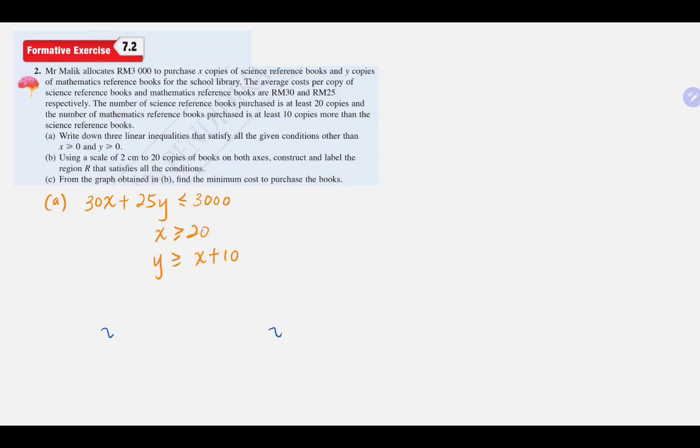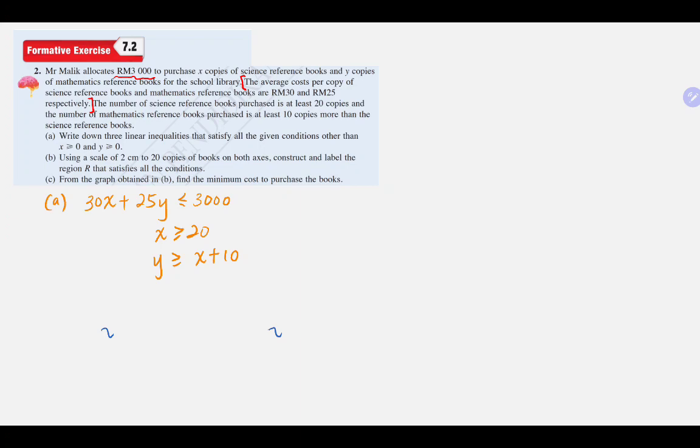So from here, we don't build a table because we can solve this one by one. We have only one piece of information about the cost, which is 30 times x plus 25 times y should be less than or equal to 3,000, because Mr. Malik only allocates 3,000. So the money spent must be at most 3,000, at the maximum you spend all the 3,000. So it should be less than or equal to 3,000.